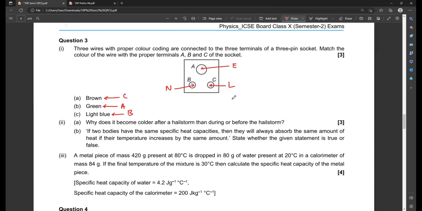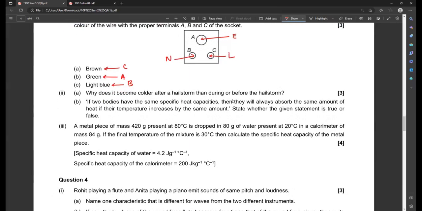Why does it become colder after a hailstorm? Okay, so this is again an application of the high latent heat of fusion of ice. When ice melts, it takes heat from the surrounding. It is 336 into 10 to the power 3 joules per kilogram. So for 1 kg of ice to melt, it will take that much heat from the surrounding.